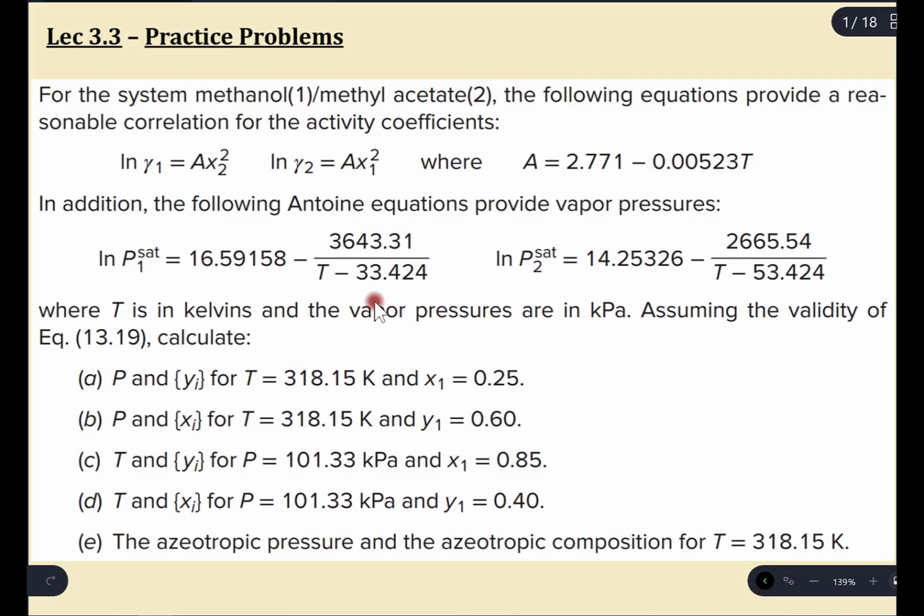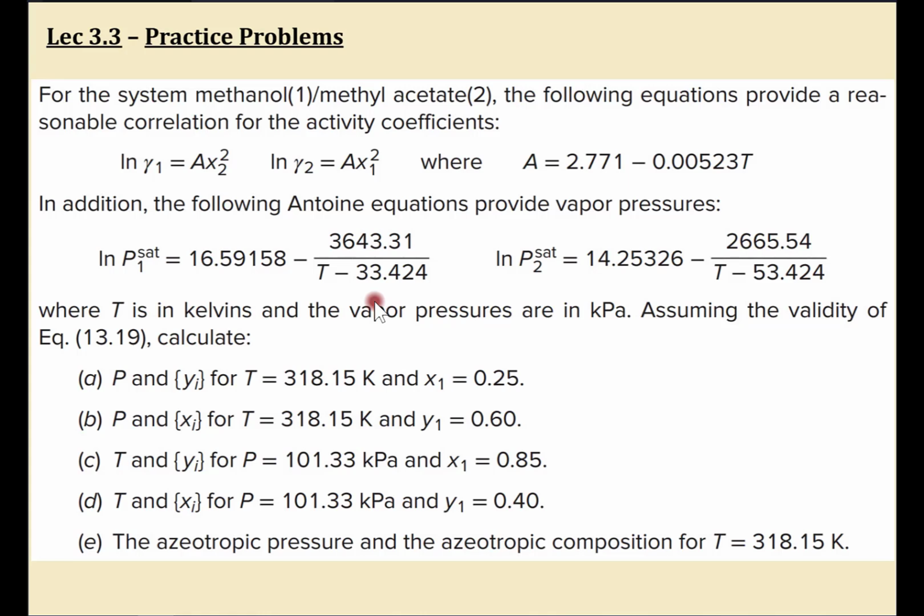Alright, good morning class. Today we're going to continue with the stuff that we didn't finish from lecture 3.3, which is this practice problem and then another practice problem. And then we'll get started with lecture 3.4 and hopefully finish this unit today. If not, we'll continue a little bit next class.